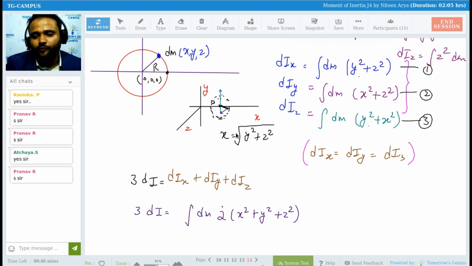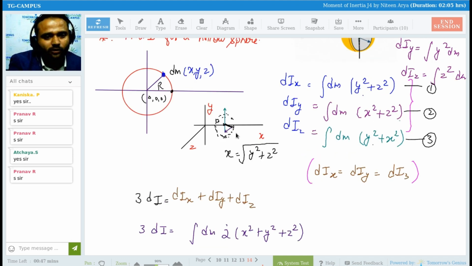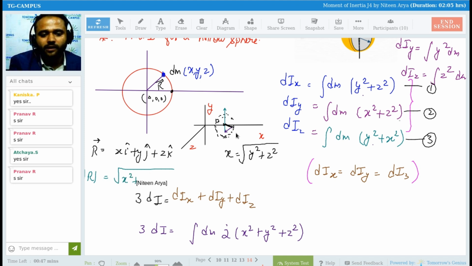So the moment I add equations 1, 2 and 3, I can take the integration of dm common and do this. Now one more basic thing: r is a vector, so how can you write the vector? R vector is nothing but x i plus y j plus z k, isn't it? Clear? And I want to find the magnitude of this. So the magnitude of this vector is nothing but under root of x square plus y square plus z square.